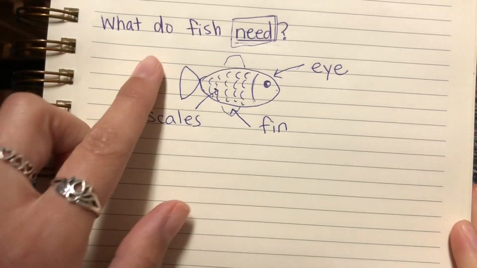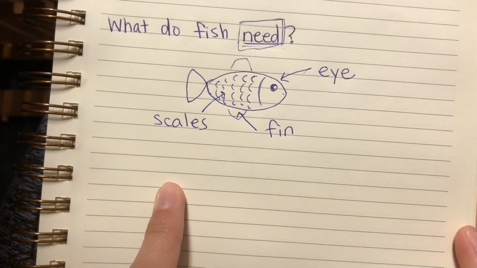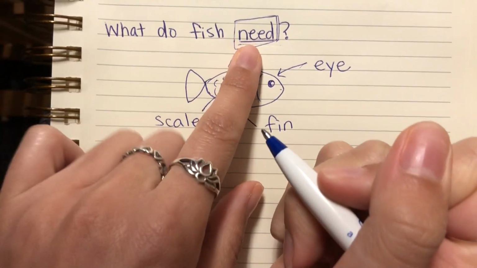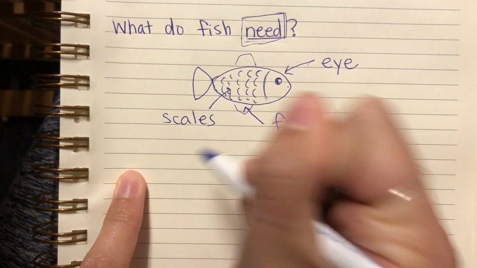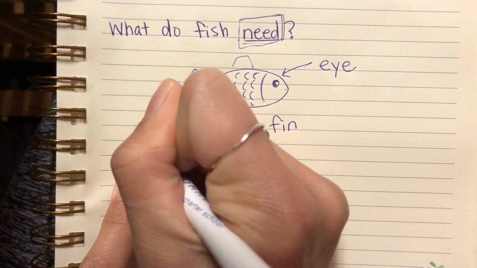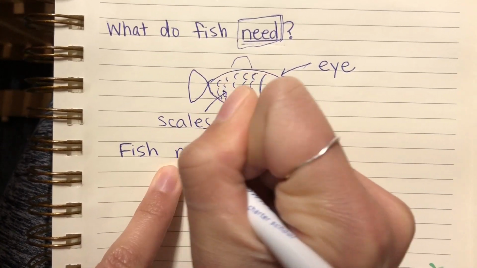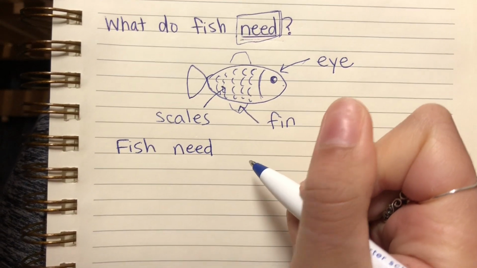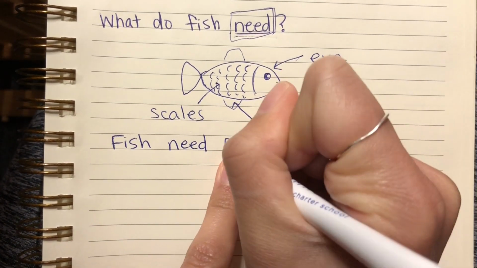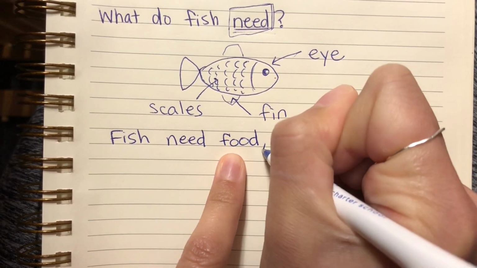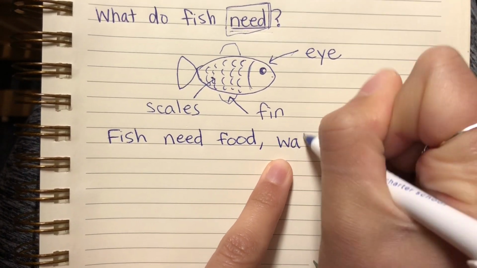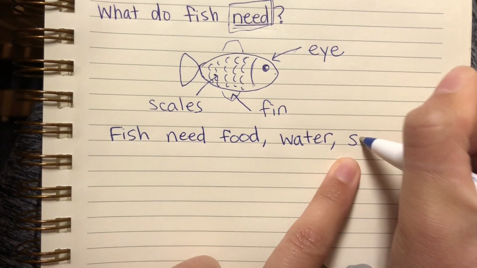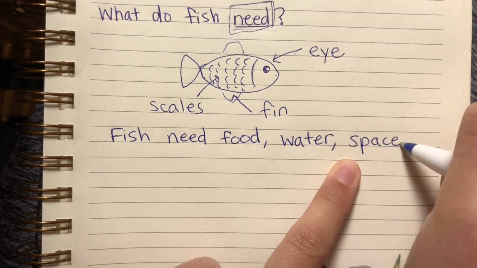Now I'm going to answer the focus question in a sentence. What do fish need? Fish need, I'm going to think back to the book, what I just learned. I learned that they need food, water. I remember I read space. They need space to swim around.